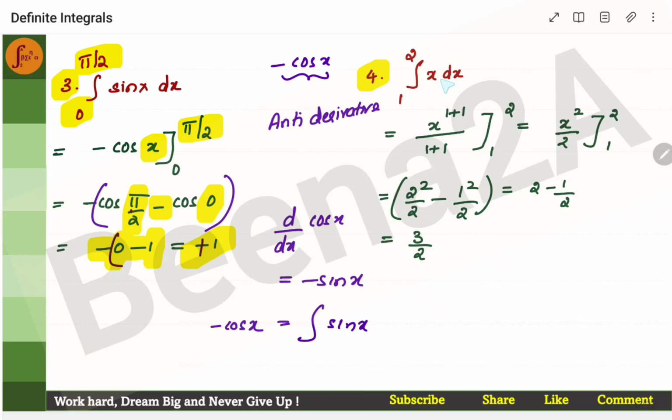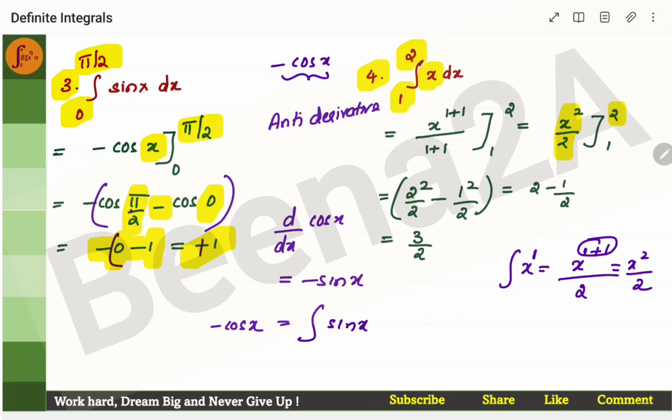Now, let's look at this fourth problem. Finding the integral of x, and the range is given from 1 to 2. What you have to do is increment the power. If you have the integral of x, what is the power? There is nothing here, you assume it's 1. So increment it by 1, and whatever value you get in this power, put it in the denominator. 1 plus 1 is 2. It's nothing but x square by 2. So you have x square by 2 here.